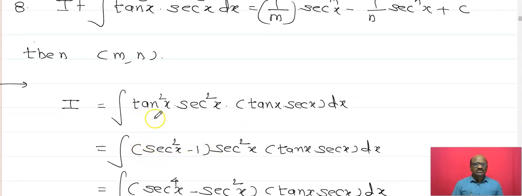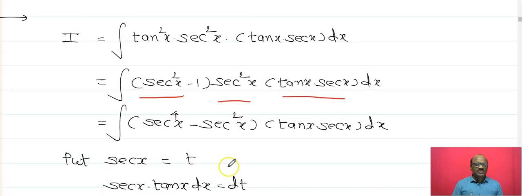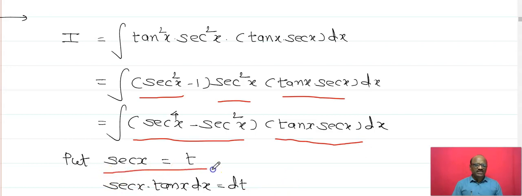Now again this tan square x means what? 1 minus sec square x, and this is sec square as it is, tan of x into sec x. The whole expression is converted into the form sec square x into sec square x, that is sec raised to 4x, minus 1 into sec square x, that is sec raised to 4x minus sec square x into, in bracket, tan of x into sec x. Now what will be the substitution? The substitution is clear: sec of x is equal to t.